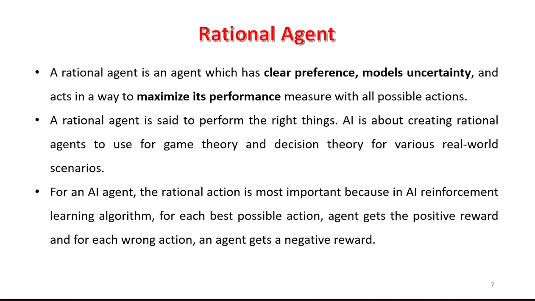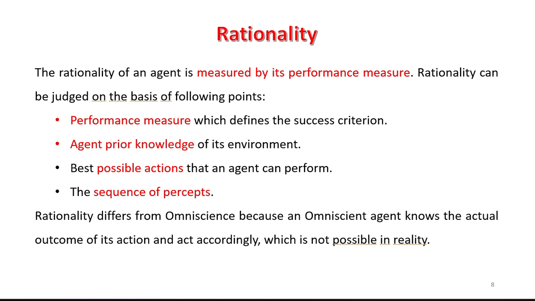For each best possible action, an agent gets a positive reward, and for each wrong action, an agent gets a negative reward. What is meant by rationality? The rationality of an agent is measured by its performance measures. The rationality can be judged on the basis of the following points. First one is performance. In what way we are measuring the performance, which defines the success criteria.